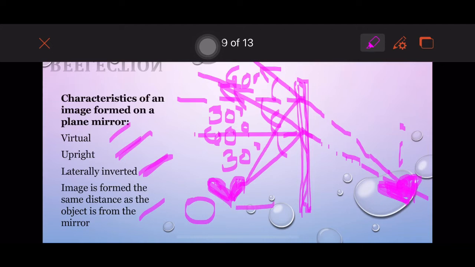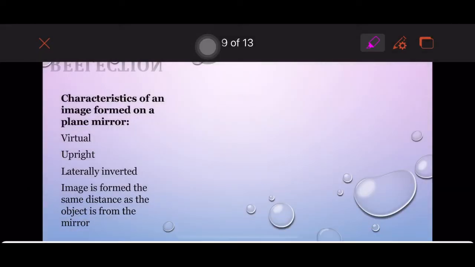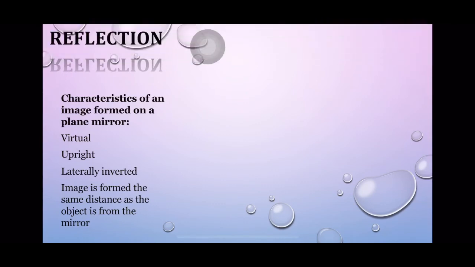And as you can see, the distance here is equal to the distance here. The object distance from the mirror is equal to the image distance from the mirror, denoted by DO and DI. So they are equal. So those are the characteristics of the image formed on a plane mirror. Okay, so if you have any question, just ask me in the private chat.